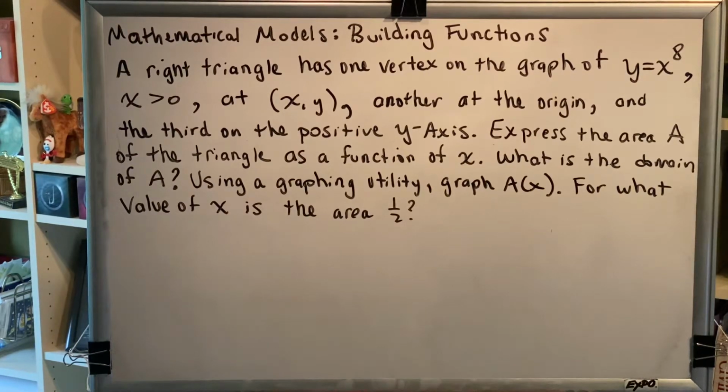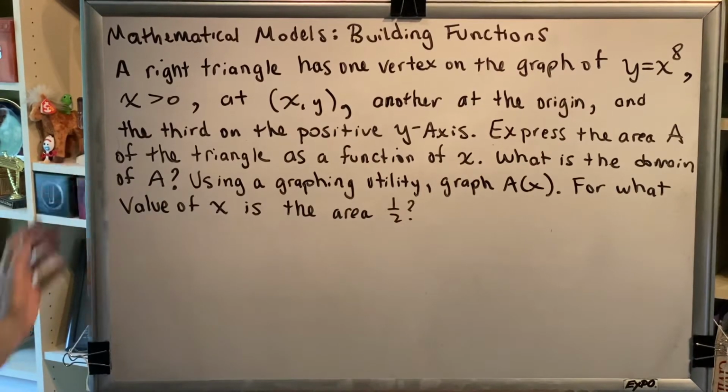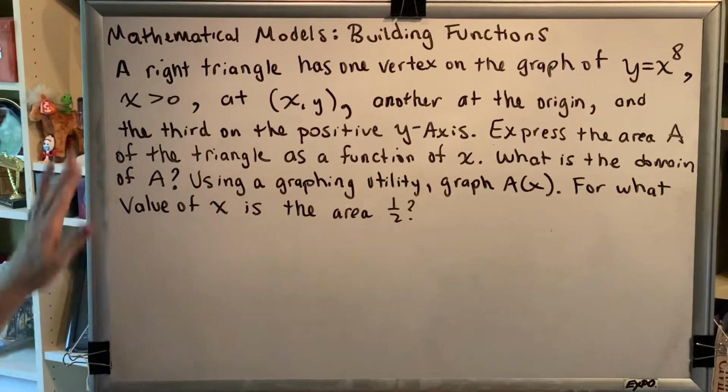The topic of this video is mathematical models building functions. Let's look at a problem. A right triangle has one vertex on the graph of y equals x to the eighth, x greater than 0, at x comma y, another at the origin, and a third on the positive y-axis. Express the area A of the triangle as a function of x. What is the domain of A?